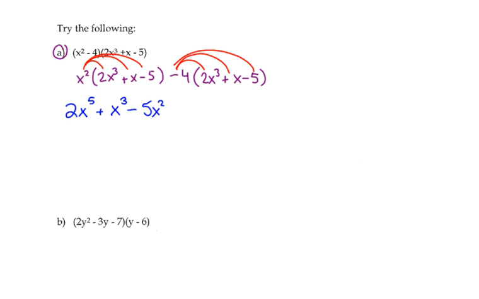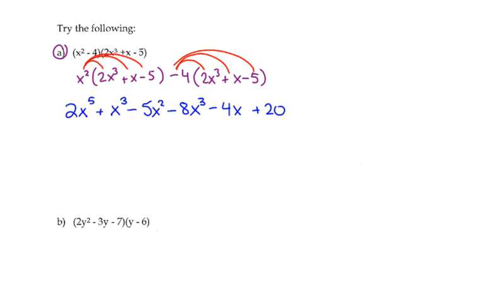Negative 4 times 2x cubed, negative 8x cubed. Negative 4 times x, negative 4x. And a negative 4 times a negative 5, plus 20. Where do you think students make silly mistakes? Positives and negatives, signs. Yeah, that's always where silly mistakes are made.